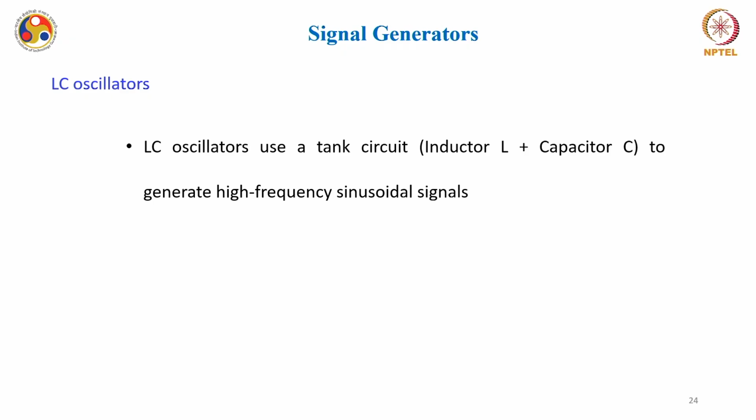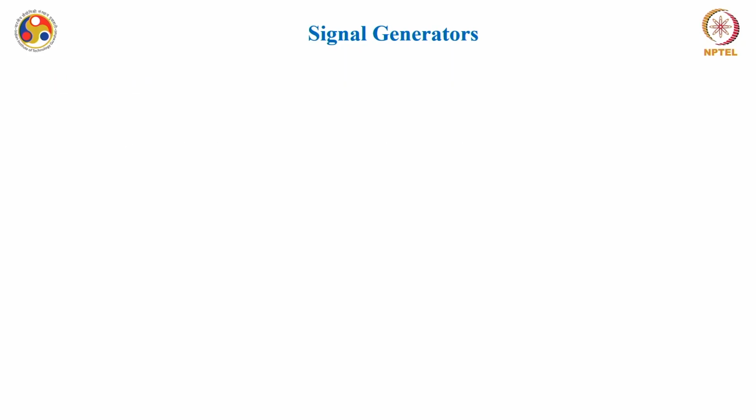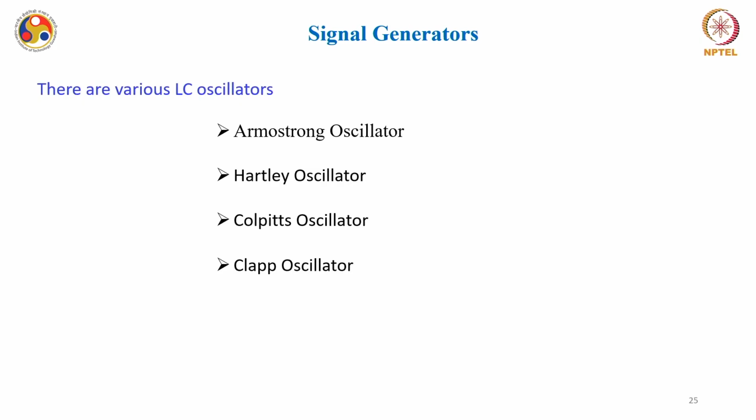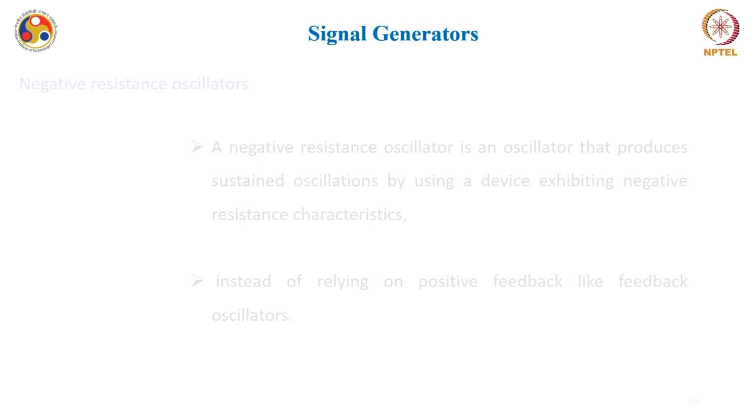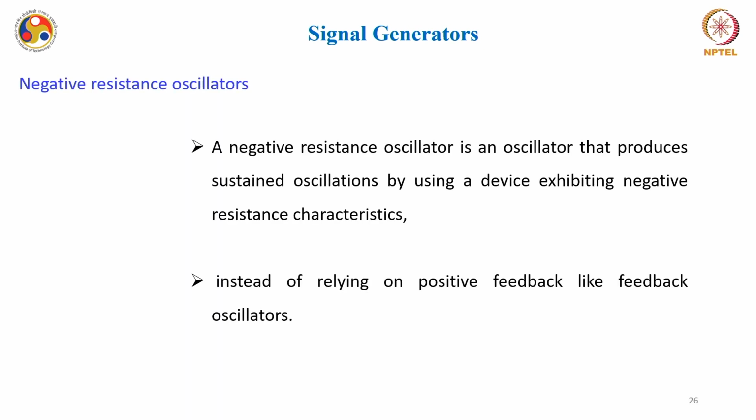Now, LC oscillators use a tank circuit, which is based on inductance and capacitance, to generate high frequency sinusoidal signals. Usually RC oscillators are used at lower frequencies and LC oscillators are applicable for higher frequencies. Depending on the configuration of inductance and capacitance in the circuit, you have any number of LC oscillators, like the Armstrong oscillator, the Hartley oscillator, the Colpitts oscillator, the Clapp oscillator, and some more varieties of LC oscillators. Then we have negative resistance oscillators.